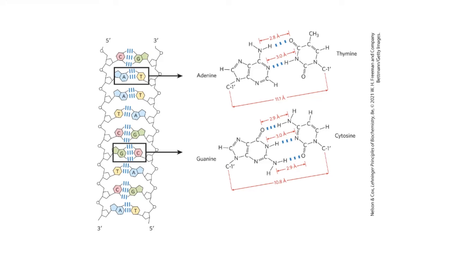However, that is actually not the reason why we say that GC regions are stronger or that they have a higher melting temperature. Instead, the additional strength of those GC regions, the fact that it takes more heat to pull them apart to denature strands, comes from base stacking.